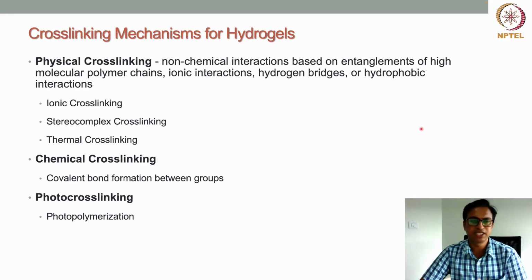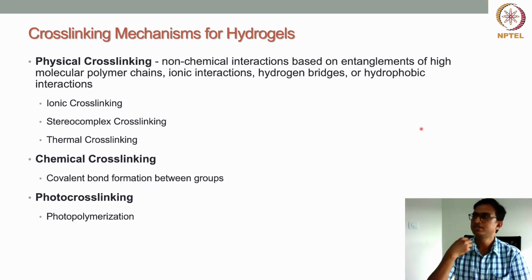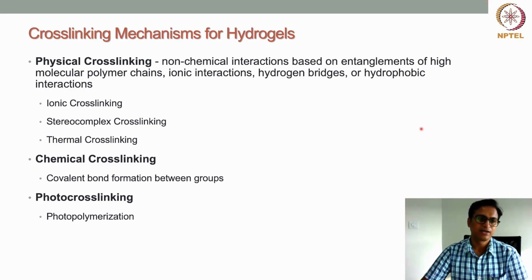A very popular example is alginate hydrogel. When we have an alginate solution and we introduce calcium ions to it, the calcium ions can bind to the material, and due to this the alginate gel will be formed. So this ionic cross-linking actually helps in forming gels of different hydrogels due to this ionic interaction.